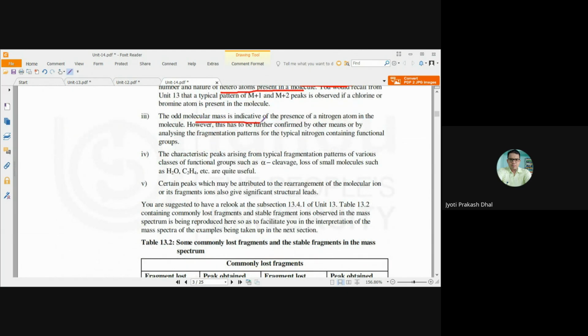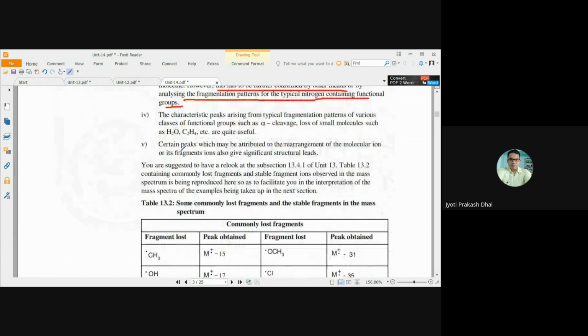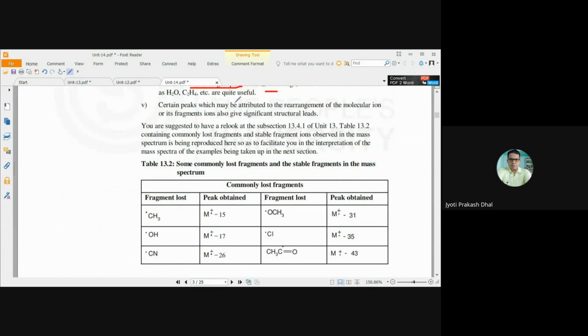An odd molecular mass is indicative of the presence of a nitrogen atom in the molecule. However, these are to be further confirmed by other methods by analyzing the fragmentation patterns, typically of nitrogen containing functional groups. The characteristics arise from the typical fragmentation patterns of various classes of functional groups, such as alpha cleavage and loss of small molecules, for example removal of hydrogen and ethylene, which are quite useful. Certain peaks which may be attributed to the rearrangement of molecular ions or their fragment ions also give significant structural leads.